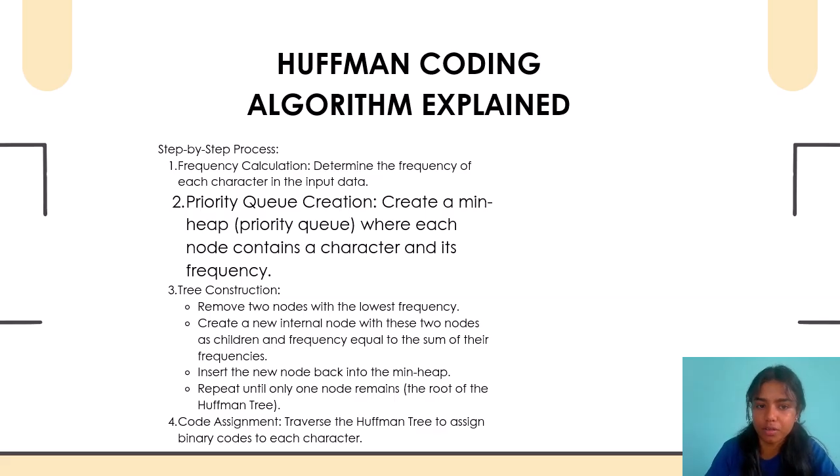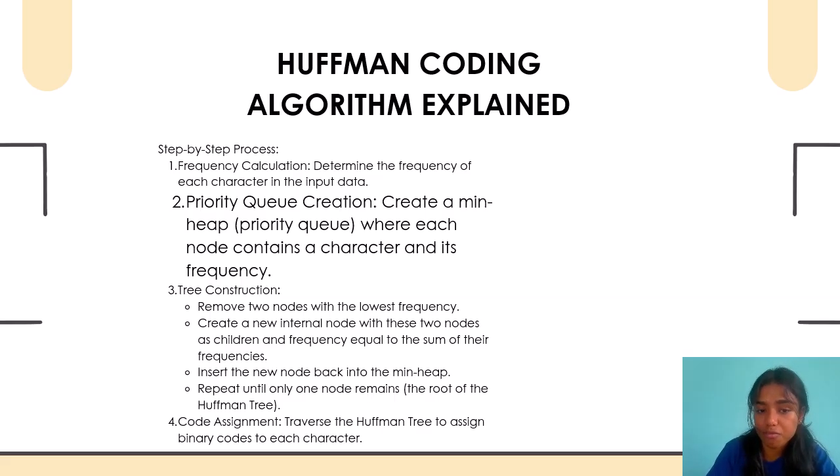Here is another example. Huffman coding algorithm: the step-by-step process. The first step is frequency calculation. Determine the frequency of each character in the input data, for example A, B, C, D. The second step is priority queue creation. Create a min heap, which is the priority queue, where each node contains a character and its frequency. The third step is tree construction.